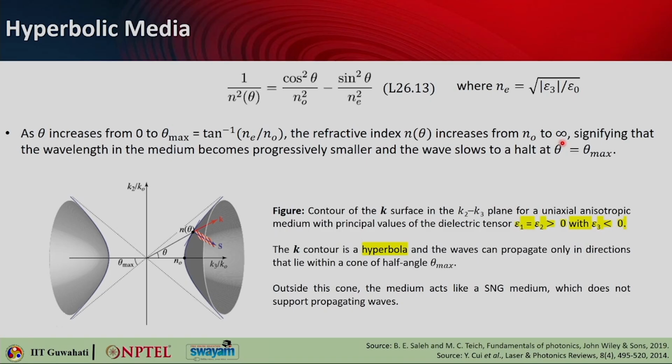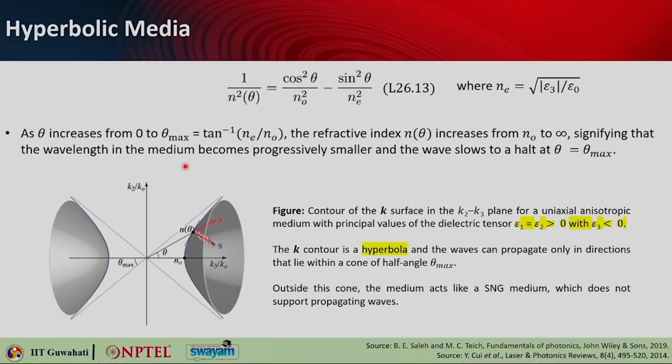It means you can go to a very large refractive index using this kind of medium. So this signifies that the wavelength inside this medium can be very small, because n is almost infinity, very large. And when n is very large, you can also slow down the wave to almost a halt. It's like an extremely slow speed of wave propagation when your theta is approaching theta max.